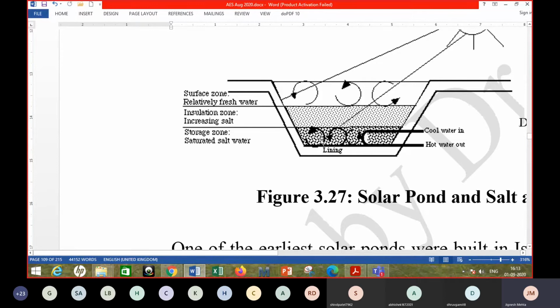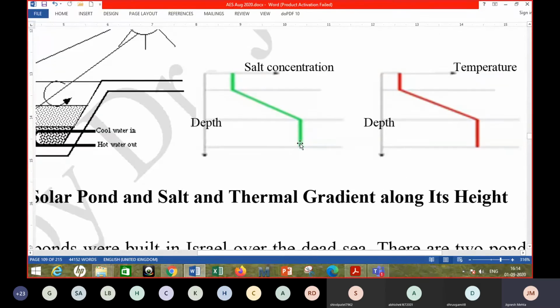The heat that is produced here, because of this insulating layer, right? The salinity, as you can see in this diagram, is maximum along the depth. So salinity is maximum in the bottom layer, and it is going on decreasing, and at the top you have fresh water. So because of that, there will be a temperature gradient also which will be set up.